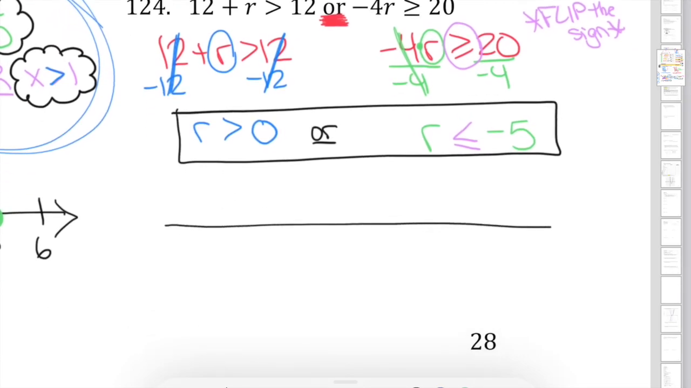And I told you I'd explain the word or. I'm going to do that with the number line. So when I go to graph this, your two significant numbers you need on the number line are negative 5 and 0. So I'm just going to do negative 5 through 0. Remember, 0 is bigger than negative 5.